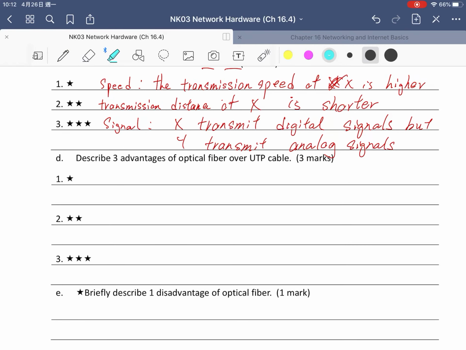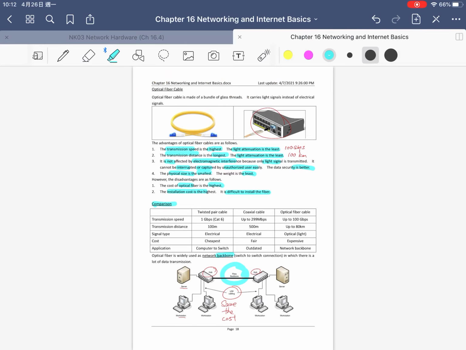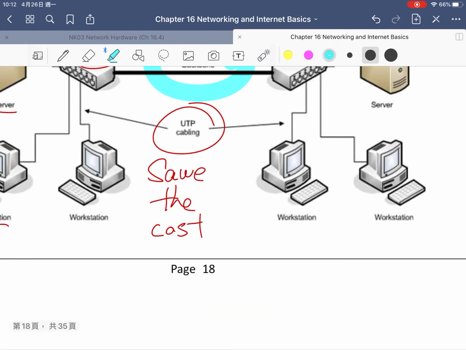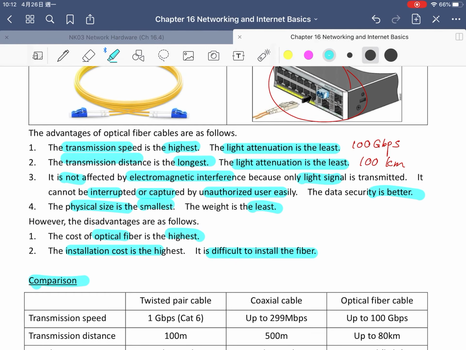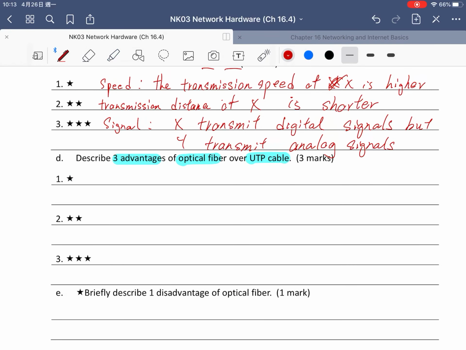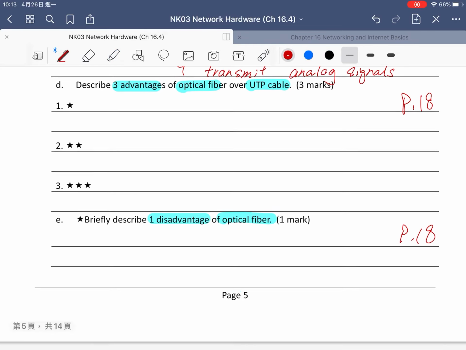And question D is about the comparison between optical fiber and the UTP cable. The advantage of optical fiber, you can look at page 18. And discover one disadvantage of optical fiber, page 18 as well.